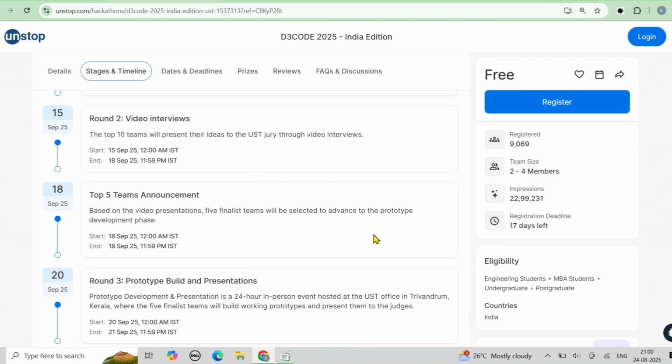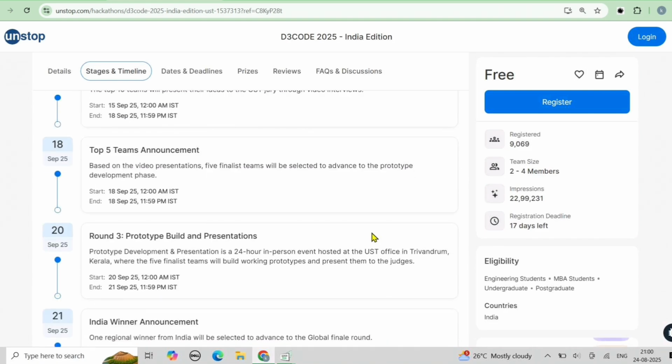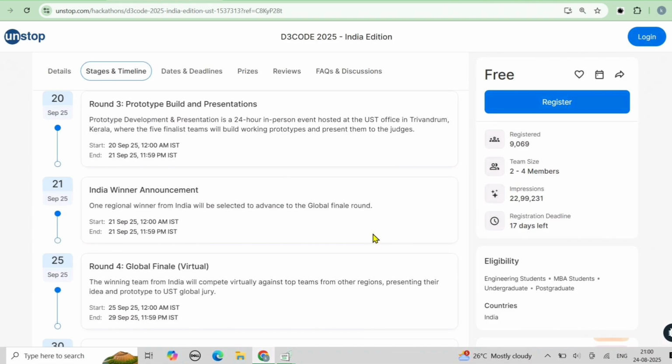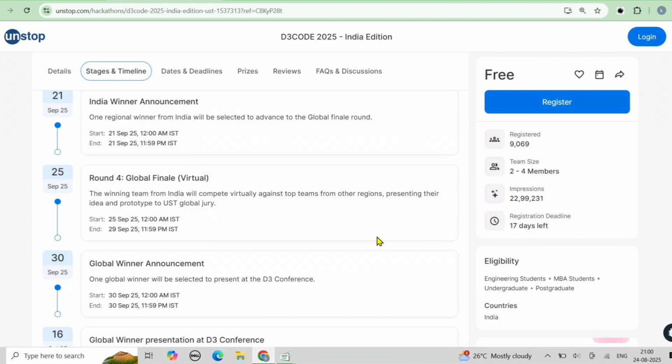Okay, the fourth round we have is the grand finale, which is going to be held from September 25th to September 30th. The winning team from India will then compete with winners from the other regions globally. This will be conducted virtually. The team will be presenting their idea and prototype to the global jury at UST. Okay, only one global winner will be declared.